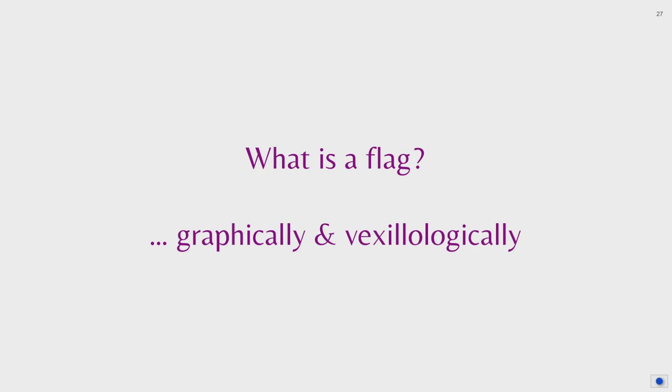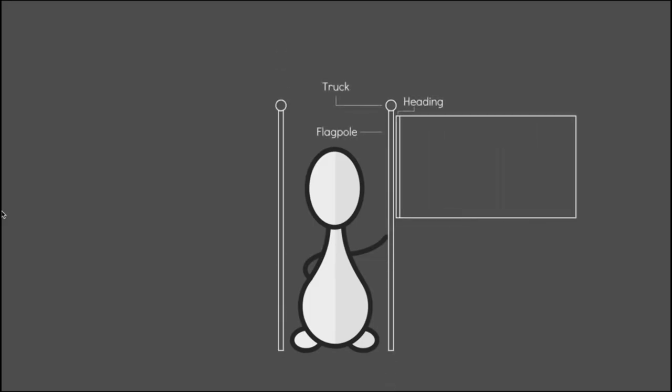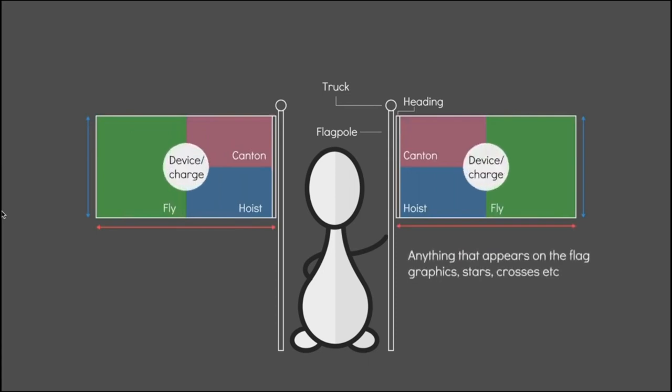So graphically and vexillologically, here is Artifexian on YouTube with a quick run-through. Some terminology. Front, a.k.a. obverse. Back, a.k.a. reverse. Ratio, hoist, fly, canton, and device or charge.